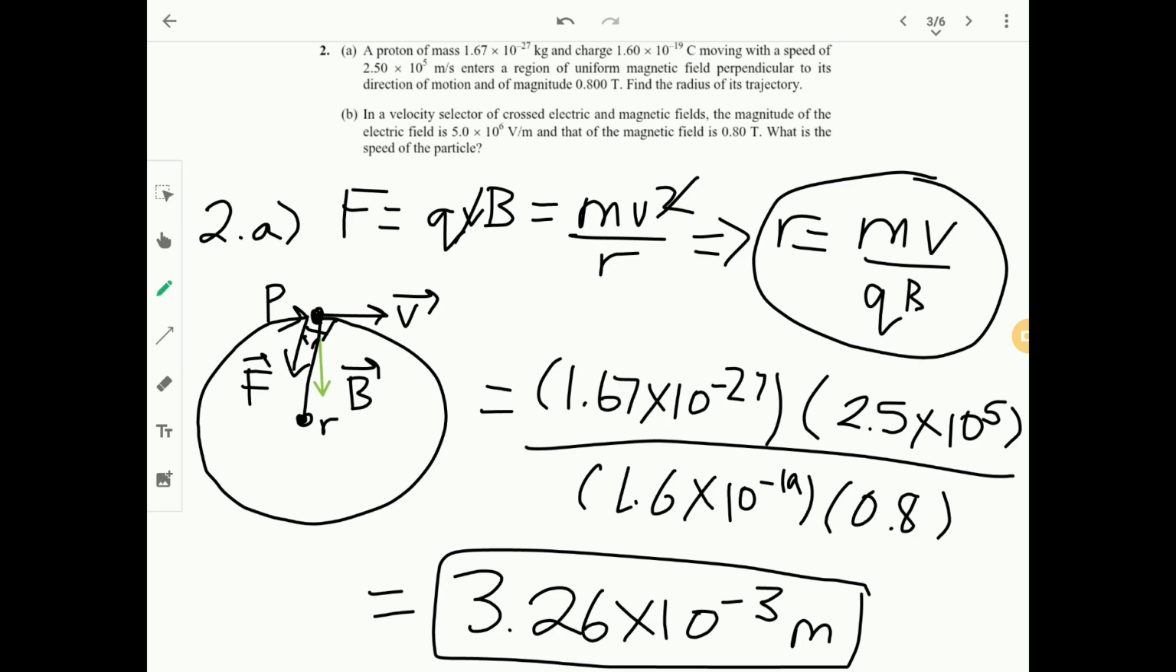Let's read it. In a velocity selector of crossed electric and magnetic fields, okay, so we have a velocity selector. We have the magnitude of an electric field is 5 times 10 to the power of 6 volts per meter, and that of a magnetic field is 0.8 Tesla. What is the speed of the particle?